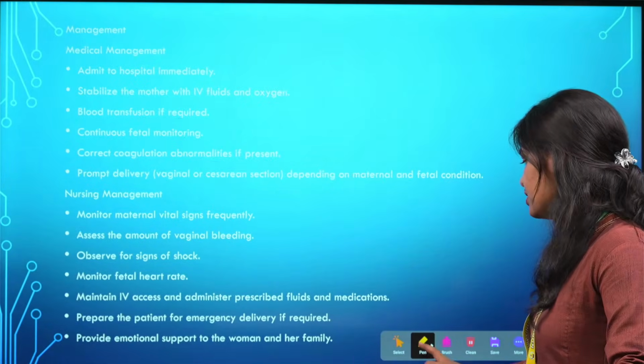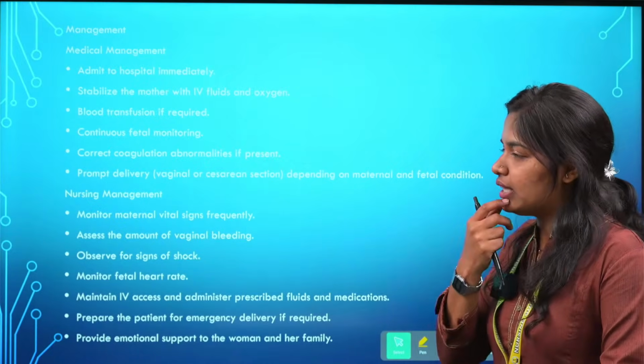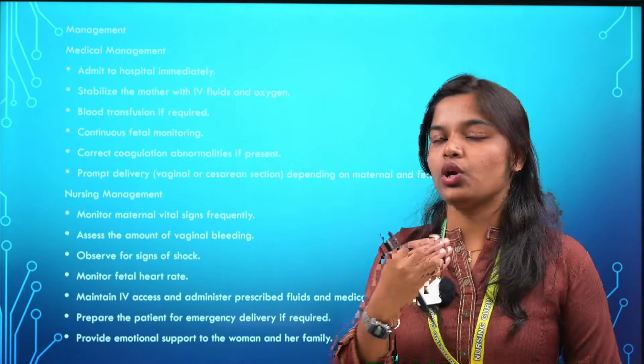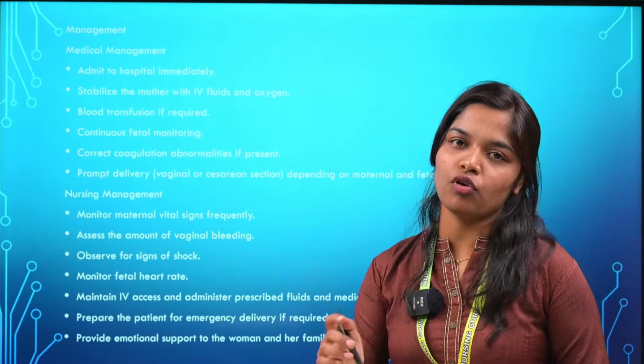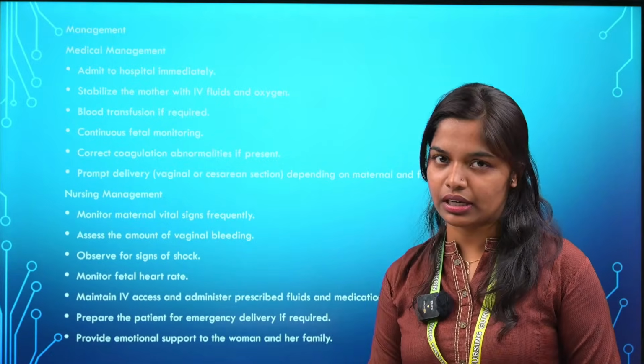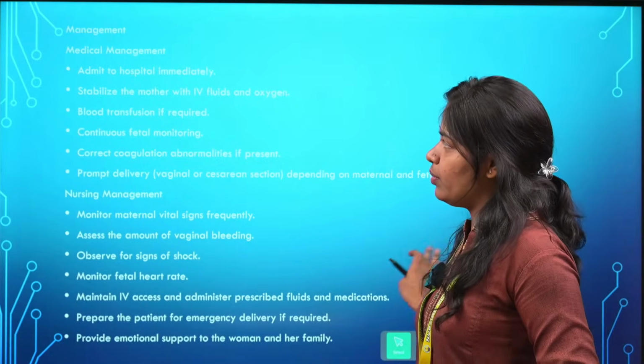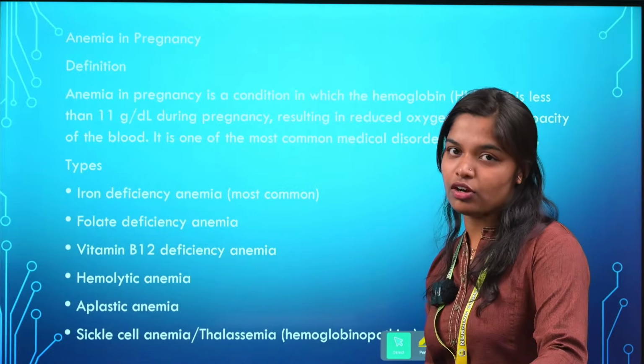Abruptio placenta is a condition in which the implanted placenta separates from the uterine wall after 20 weeks of pregnancy or before the delivery of the baby.